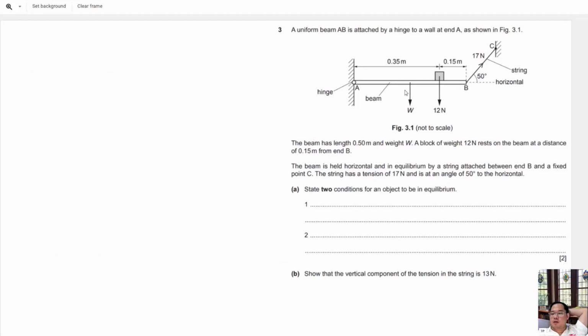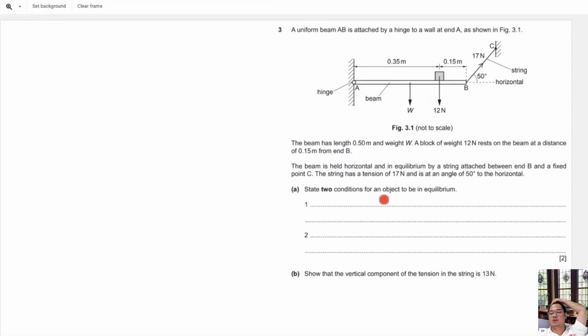The beam has a length of 0.5 meters and the weight W. A block of weight 12 Newton rests on the beam at a distance 0.15 meters from the end B. The beam is held horizontally and in equilibrium by a string attached between B and the fixed point C. The angle that the string makes with the horizontal direction is 50 degrees, and the tension of the string is 17 Newton.